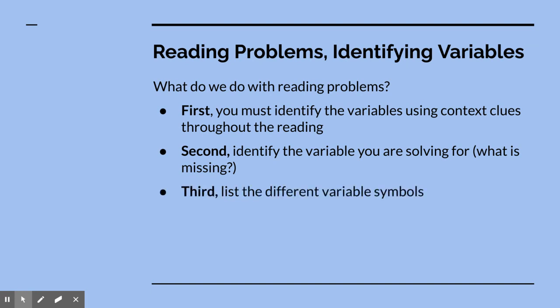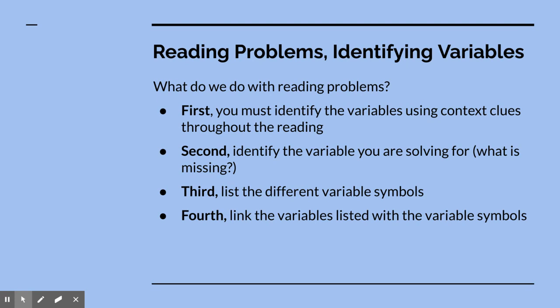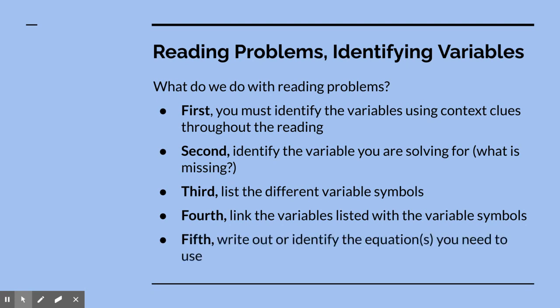Third, list the different variable symbols, and you list them right below your word problem. Fourth, link the values listed with the variable symbols. Fifth, write out or identify the equations you need to use. And then the sixth step really would be to solve.